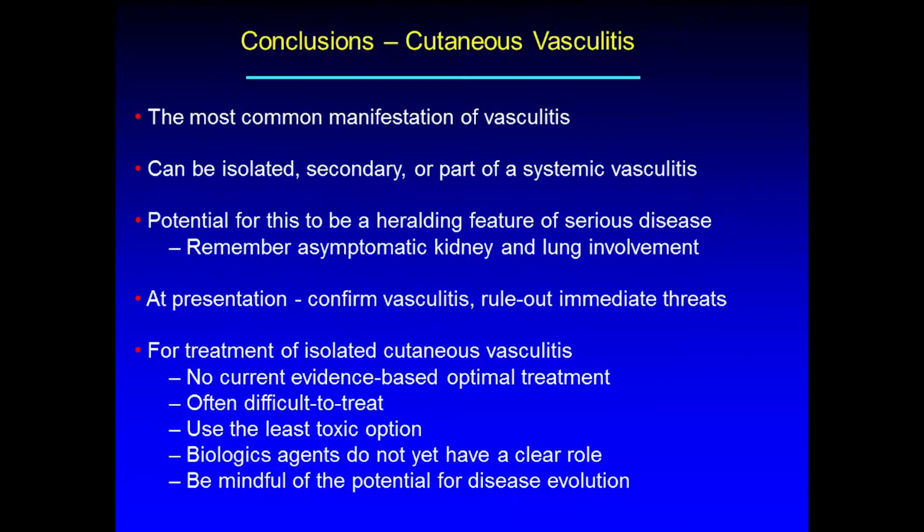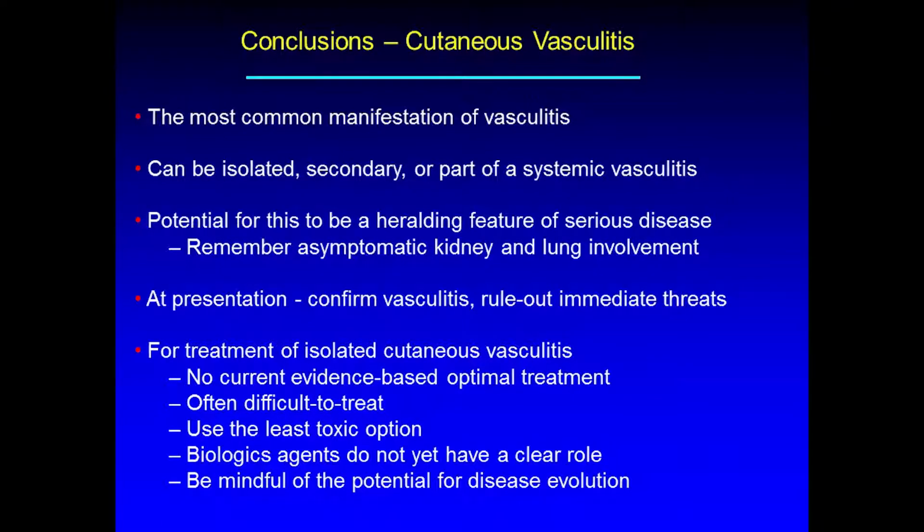So in conclusion, cutaneous vasculitis is very important because it is the most common manifestation that any of us will see. However, this can be seen in a diversity of settings. It can be isolated, it can be secondary, or it can be part of an underlying systemic vasculitis. It is important to recognize that this can be a heralding feature of a much more serious underlying systemic disease, and we have to keep in mind the potential for asymptomatic kidney and lung involvement. So at the time of presentation, we want to not only confirm that this is vasculitis, but rule out that the patient is in a setting where there's an immediate threat.